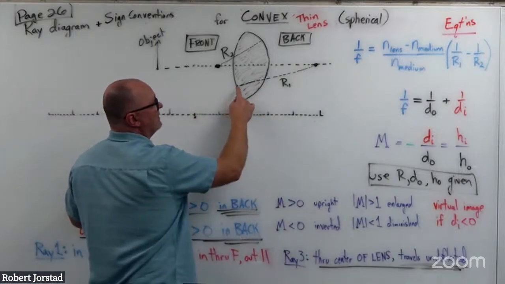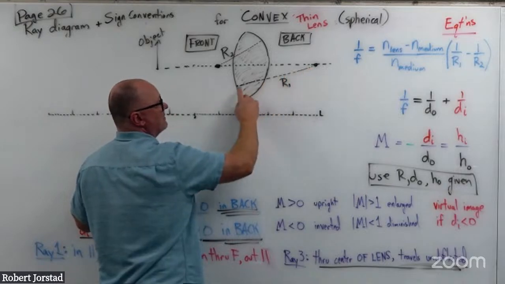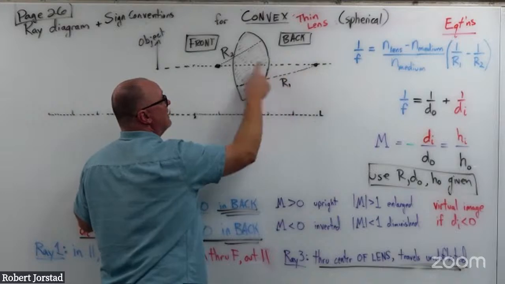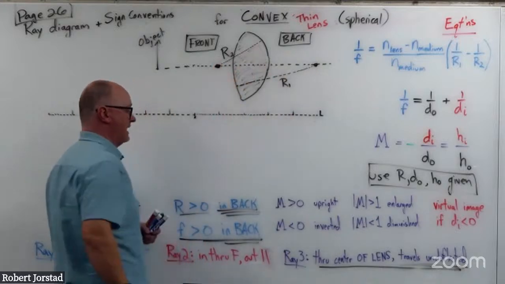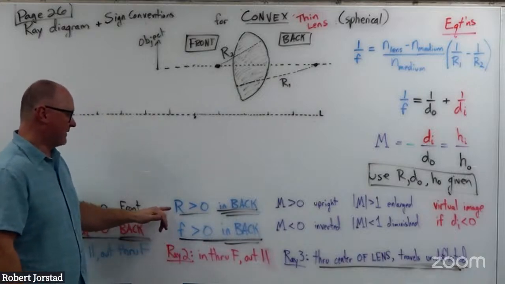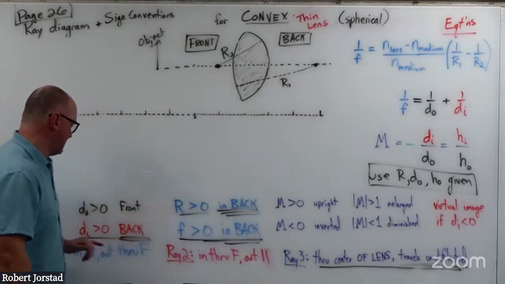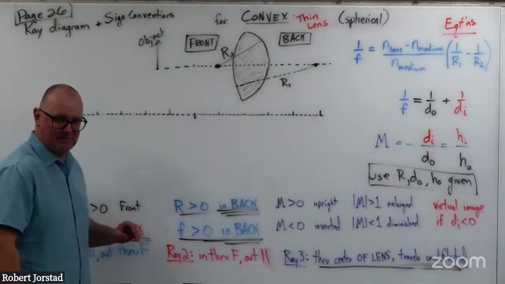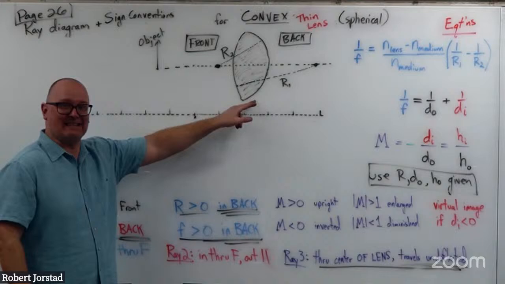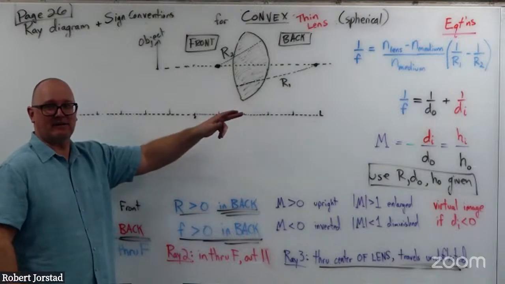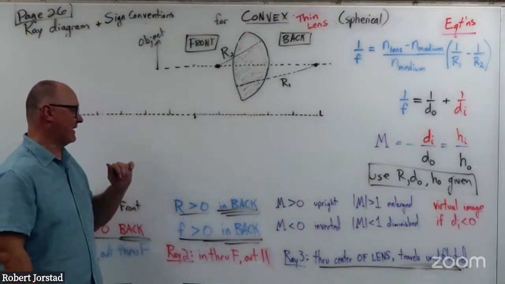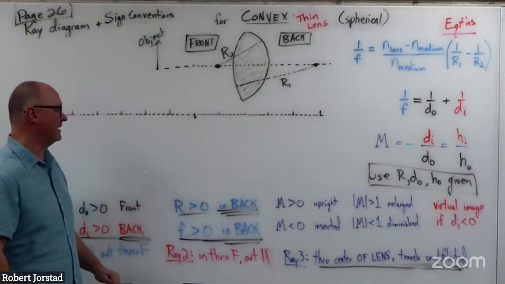Radius 1 for a convex lens is on the back side of the lens. Radius 2 is on the front side. Notice what's happening. For lenses, the front and back for the radii and the image are flipped compared to mirrors. The back side of a lens is positive. The back side of a mirror is negative.